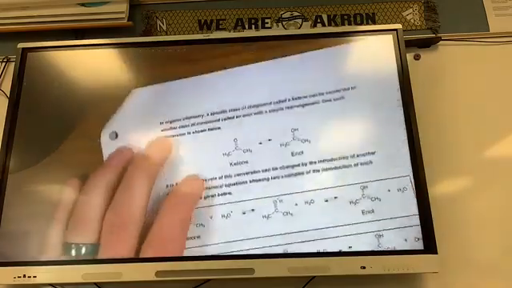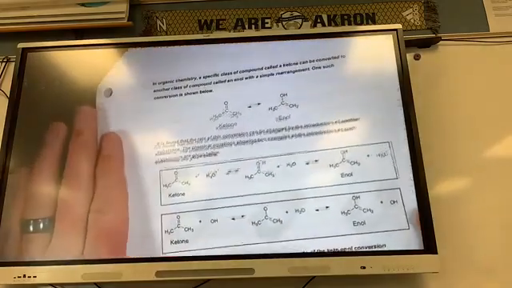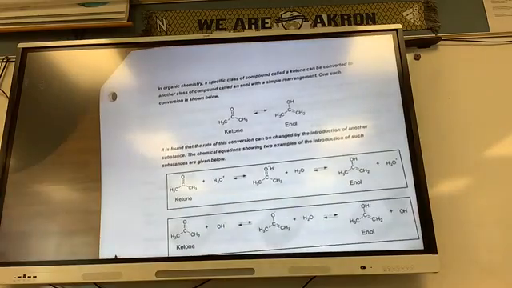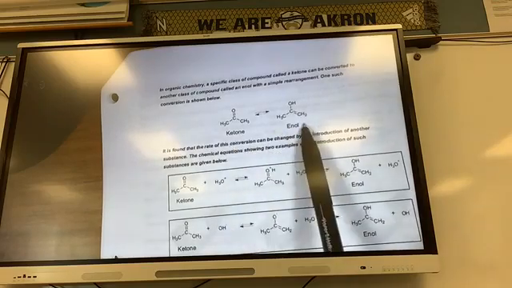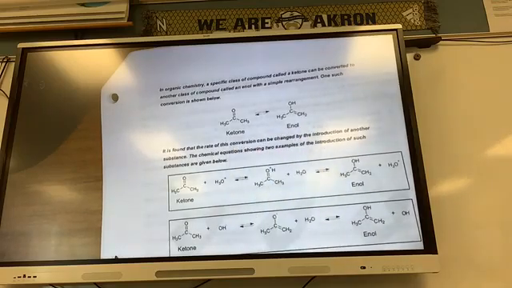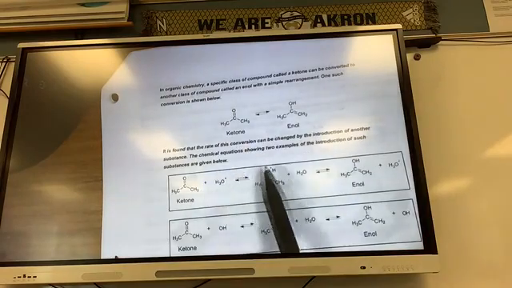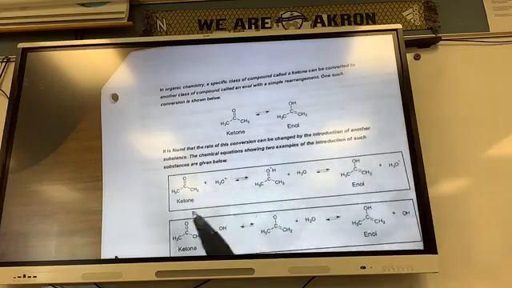In organic chemistry, these are good examples to do. A specific class of compound called a ketone can be converted to another class of compound called an enol with a simple rearrangement. So here's a ketone going to an enol. A ketone is basically just a C double bond O in the middle. You don't have to know this, but that's what it will look like. It's found that the rate of this conversion can be changed by the introduction of another substance. So the chemical equations showing two examples of the introduction of such substances are given below.